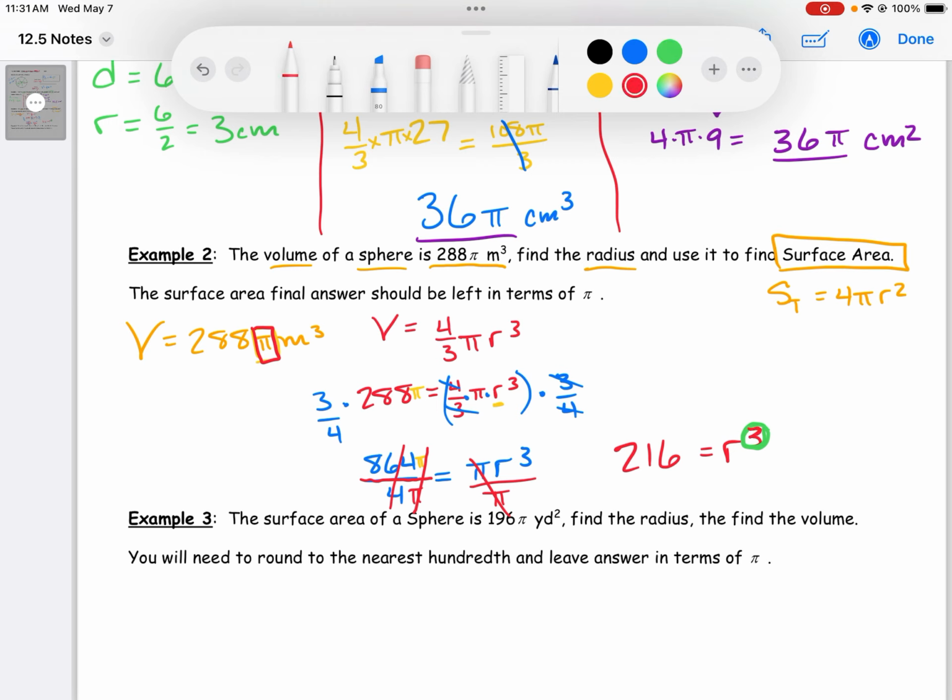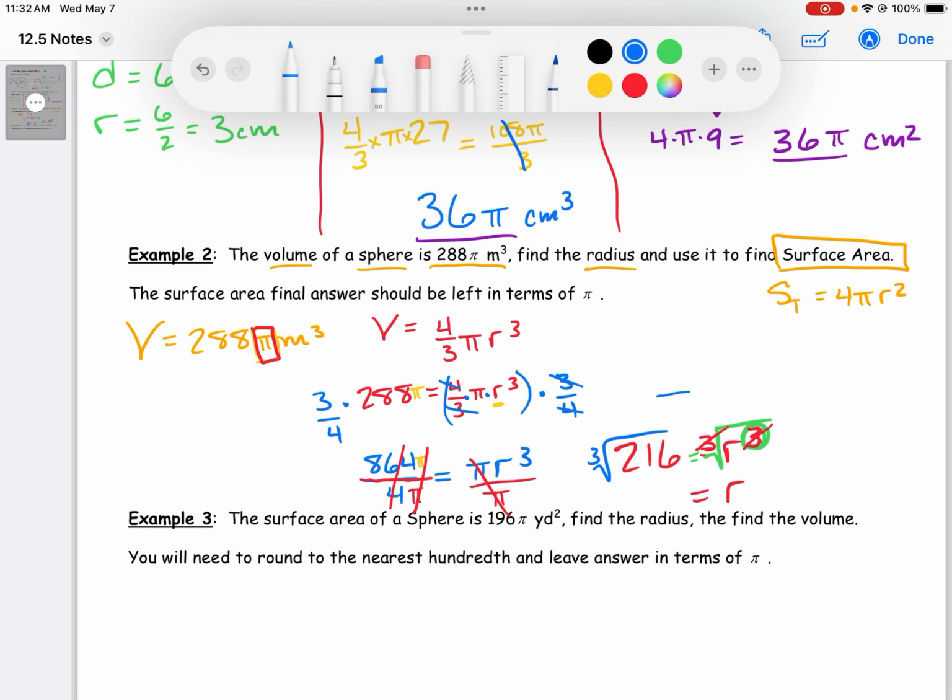Okay, how do I get rid of a power of 3? Well, to get rid of a power, you need a root. So you need the cube root in this case. Why do I want to use the cube root? Because I have an exponent of 3 and a root of 3, and they will cancel each other out, and they'll leave me with r by itself, which is what I said at the beginning of the problem that I'm trying to get to.